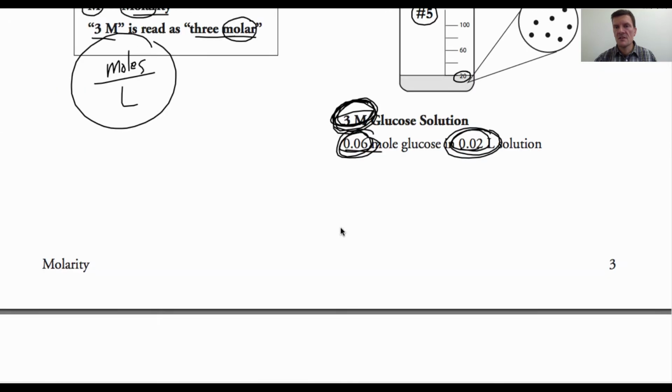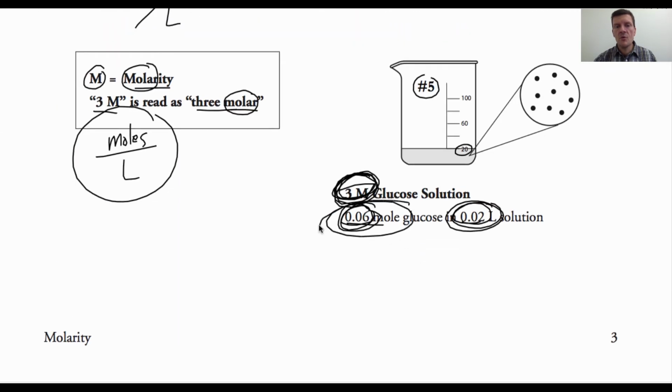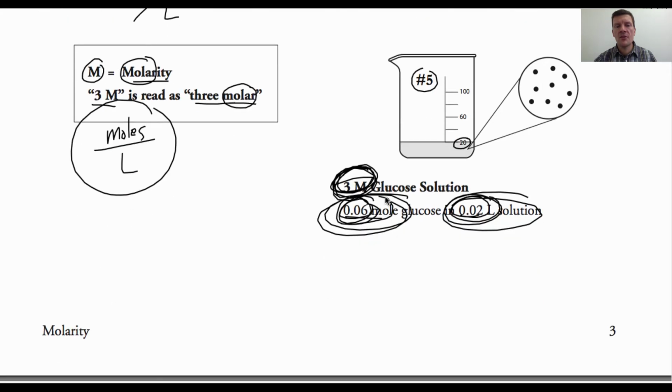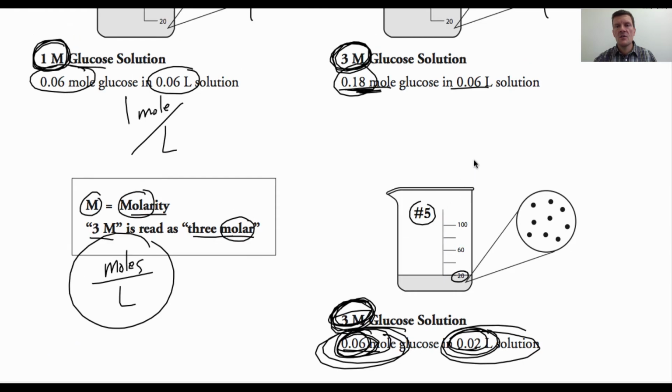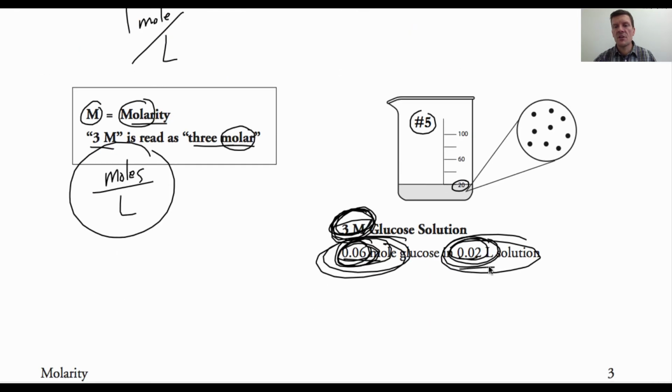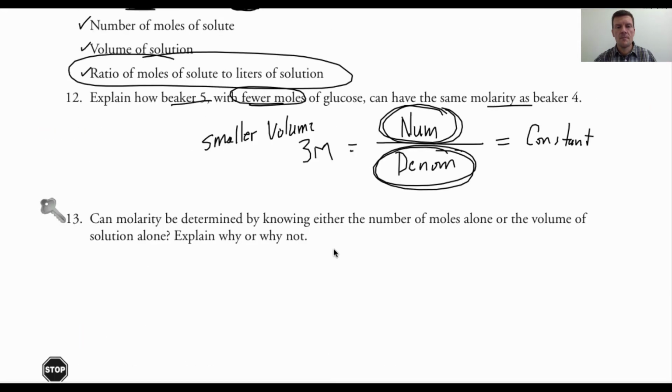And that's what you see here. You can have fewer moles as long as you have an appropriately, or proportionally, less amount of water. So notice here we've got 0.18 moles. Down here we only have a third of that, 0.06. Well, that's okay, because here our volume is 0.06. Here our volume is a third of that. So everything got decreased by a factor of 3, therefore the ratio is going to be the same. It's still going to be 3 molar.